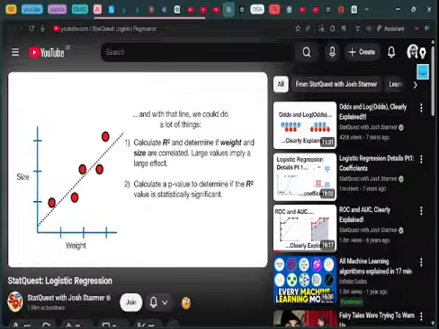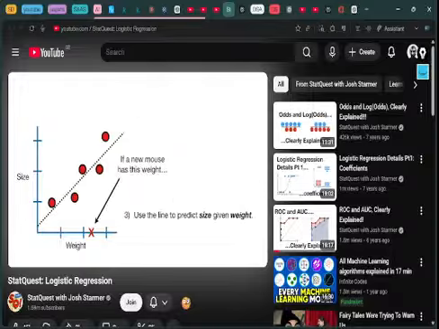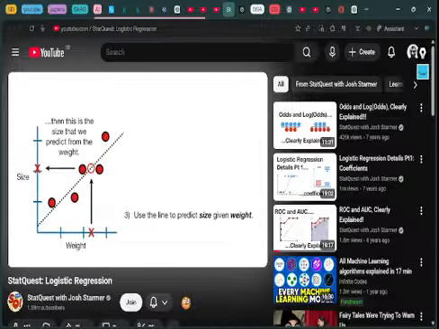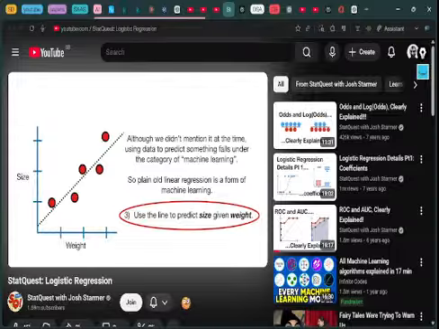And second, calculate a p-value to determine if the R squared value is statistically significant. And third, we could use the line to predict size given weight. If a new mouse has this weight, then this is the size that we predict from the weight. Although we didn't mention it at the time, using data to predict something falls into the category of machine learning. So plain old linear regression is a form of machine learning.